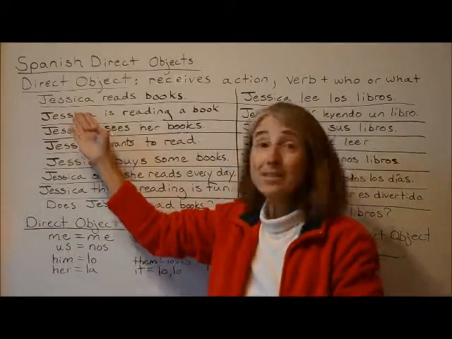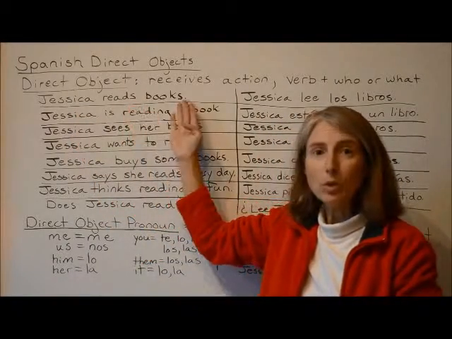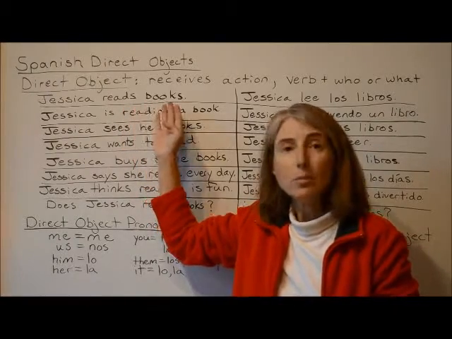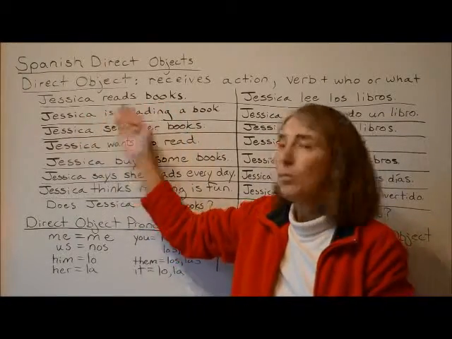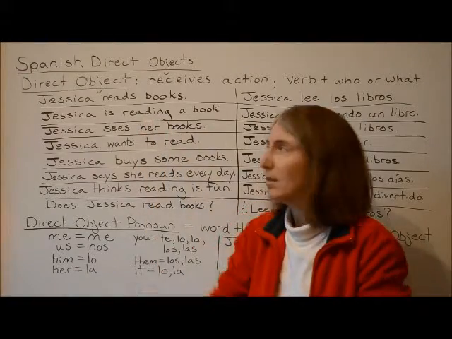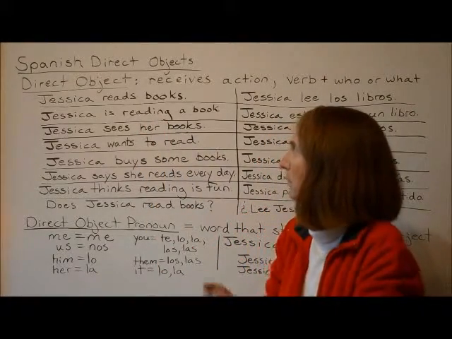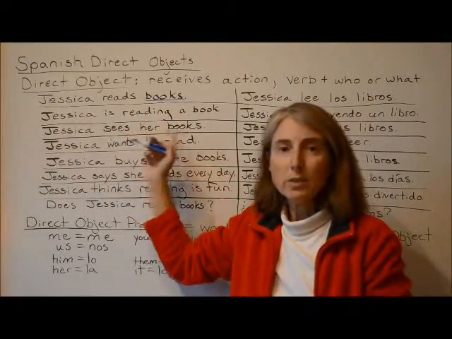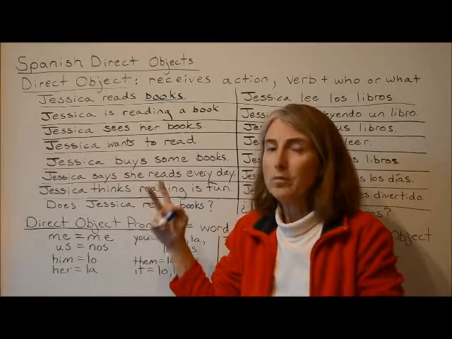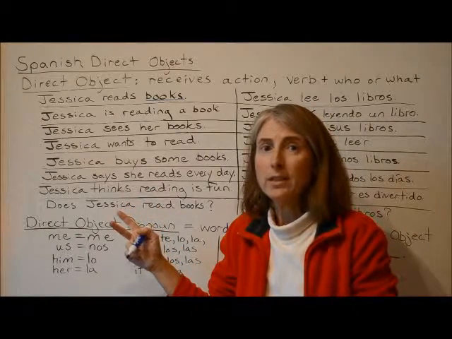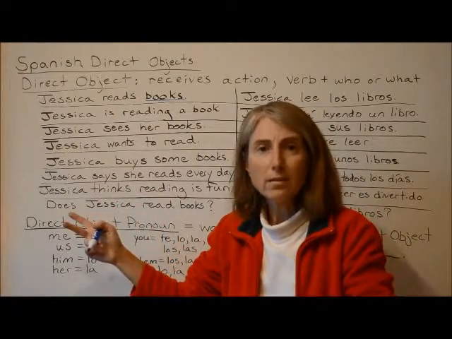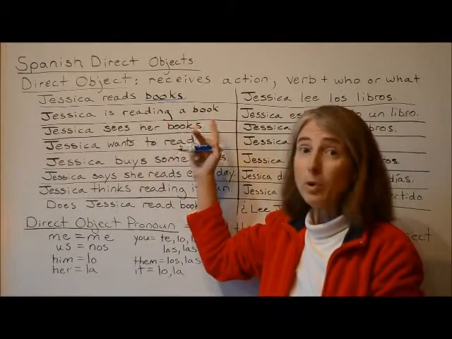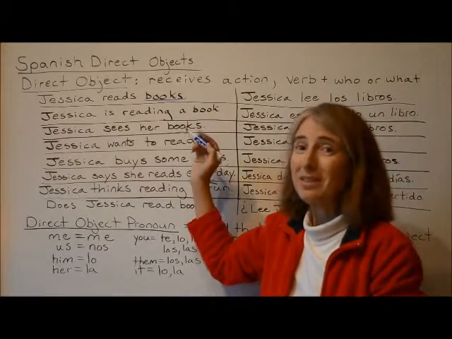So in this sentence, Jessica reads books. If we say reads what, then reads books. So books is the direct object in this sentence. Jessica is reading a book. So we can find the verb, is reading, and say is reading what, or is reading who. Is reading a book. So a book is the direct object in the sentence.